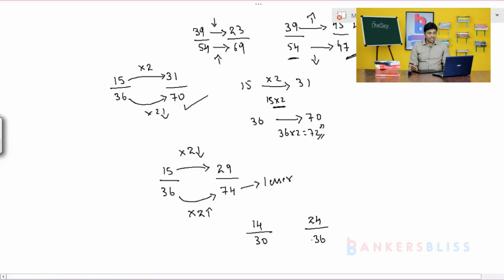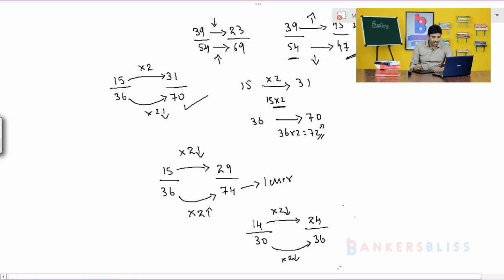Both the numerators are increased and the denominators are increased. But if you see here, 14 twos are 28, means less than twice. 30 twos are 60. This is also less than twice. Then how to simplify? Very simple, you reduce the given fractions.